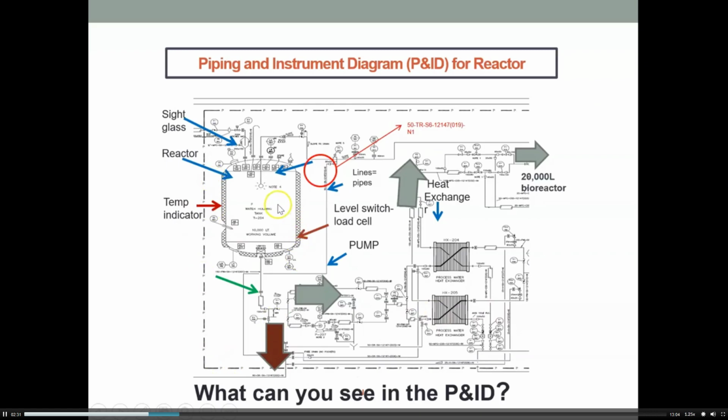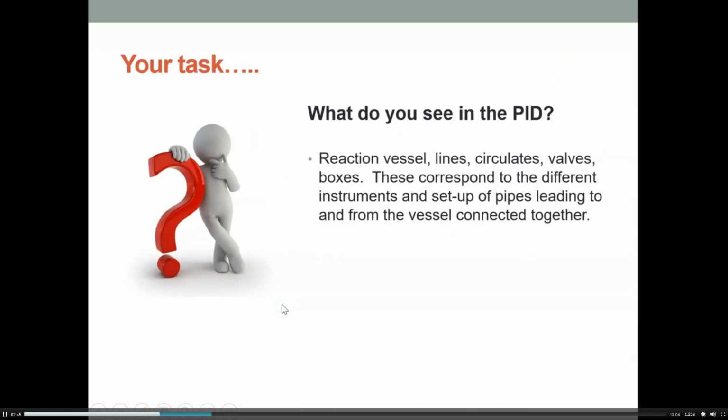P&ID drawings are very confusing looking. There's a lot going on in them. So basically what you're looking at is all your lines in your pipes, your valves, and your reactors, and all of the equipment that is on a particular line. When you look at this P&ID, you can see the reaction vessels, you can see the lines, you can see the circles and the valves, and all of the boxes. So these correspond to the different instruments and the setup of pipes that are leading to and from the vessel that are connected all together.